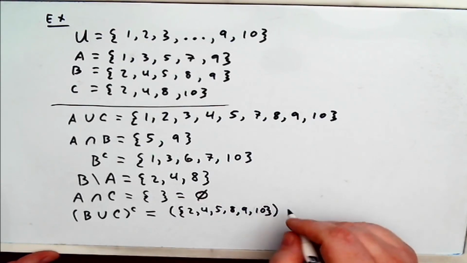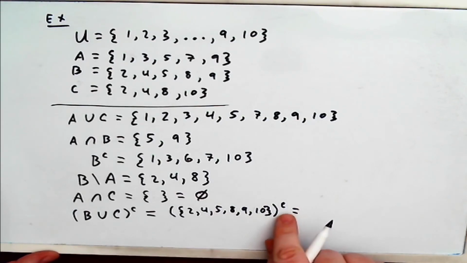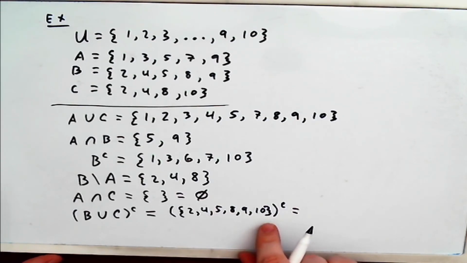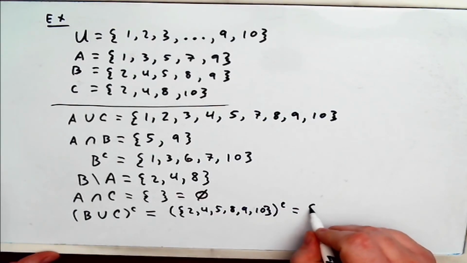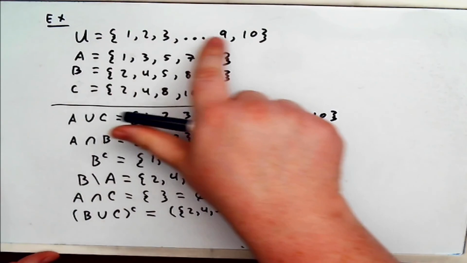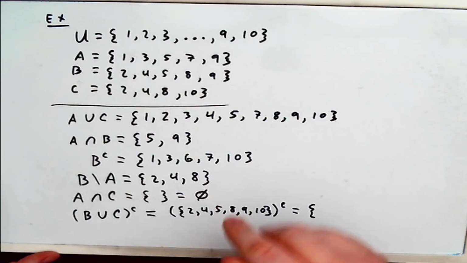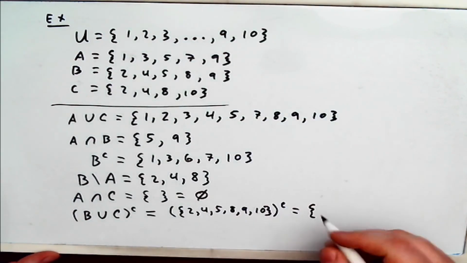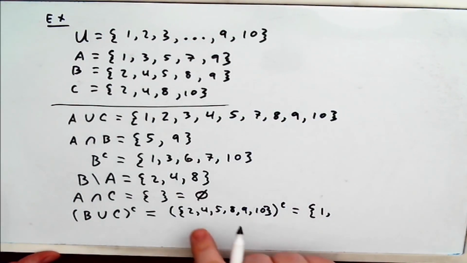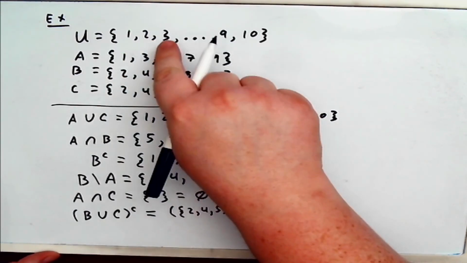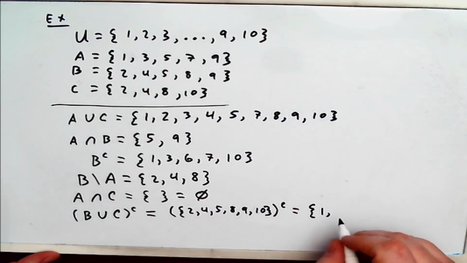Okay, now I want to take the complement of that. So remember, the complement of this set is going to be everything that's in the universal set except for these elements. Okay, so I'm going to traverse through my universal set and remove the elements that I just found. Okay, so 1, that's not in my set, so I'm going to keep that one. 2, I remove because 2 is in my set. 3, that's not in my set, so I keep the 3.